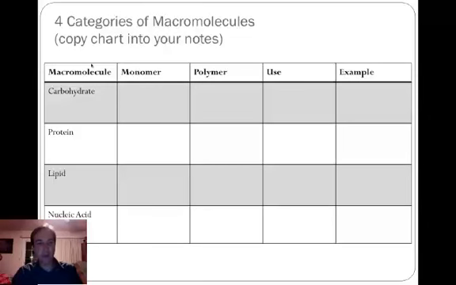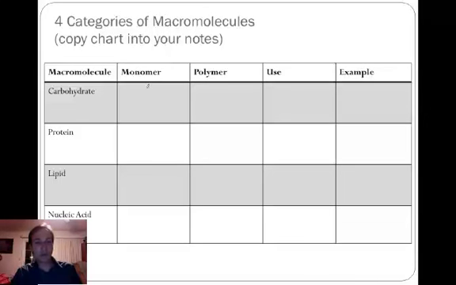Alright, so I mentioned that we'd see this again. What I'd like you to do right now is, based on the information that you just learned about carbohydrates, go back into your notes and fill in the 4 boxes: monomer, polymer, use, example for carbs, and then do it also for lipids. So pause it, and then you can start it up and check your answers. Okay, so pause now.